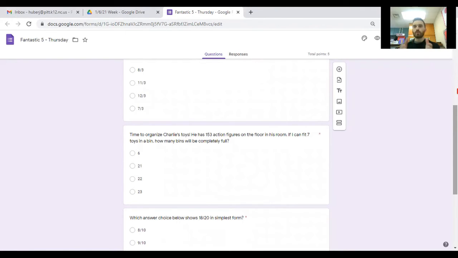But if you know you're putting an equal amount of toys in bins, equal amount makes you think division. And then obviously you look at your answer choices, they're all getting smaller. So that would make sense. Now, if you do the division wrong, then you're going to miss the question, obviously.